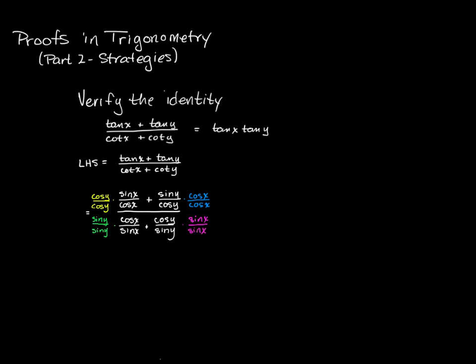And now I'll simplify. In the numerator, I have sine x cosine y plus sine of y cosine of x, all over the common denominator of cosine x cosine y.